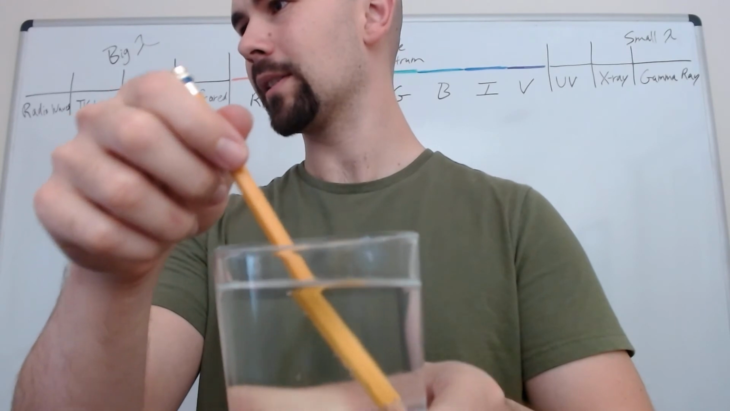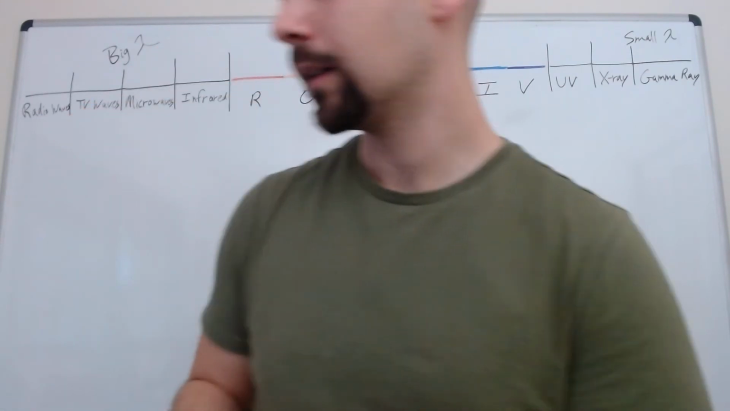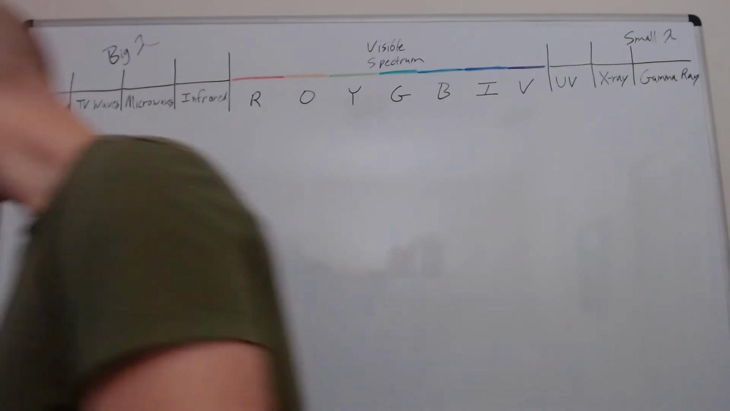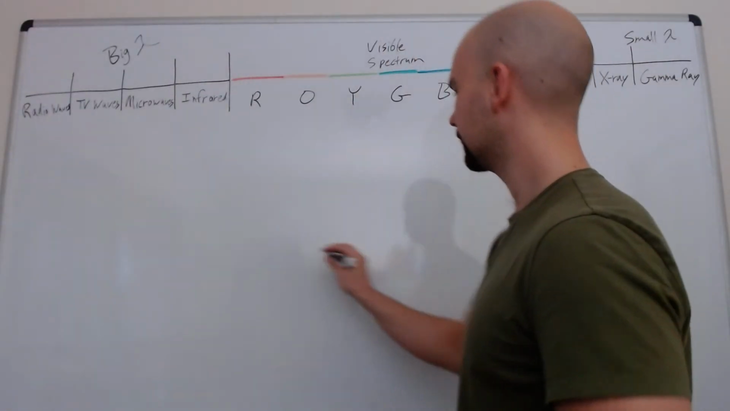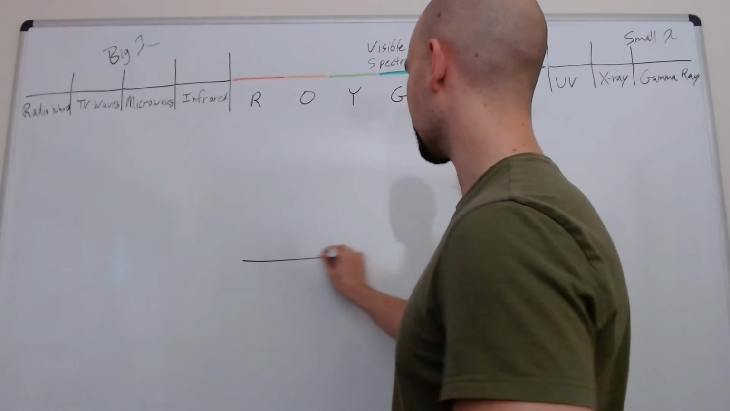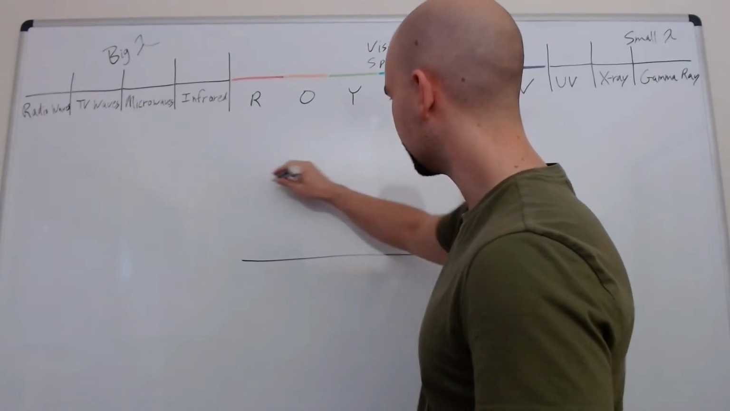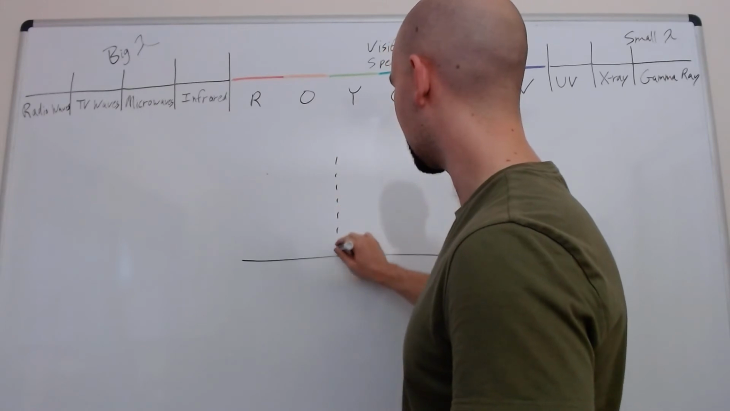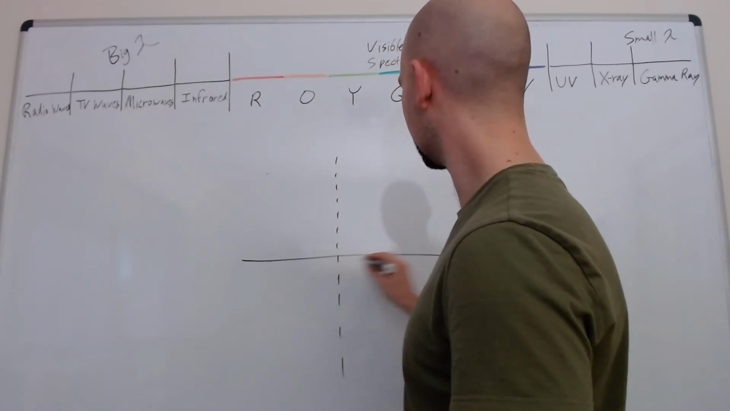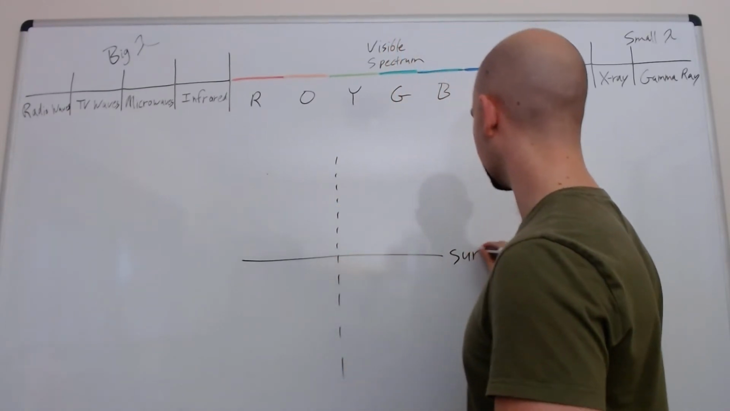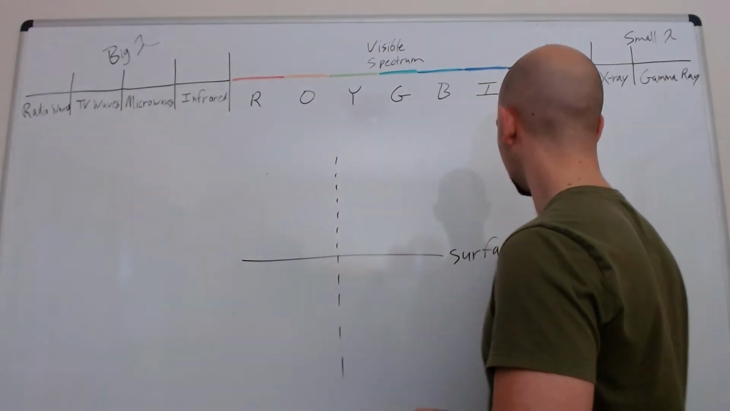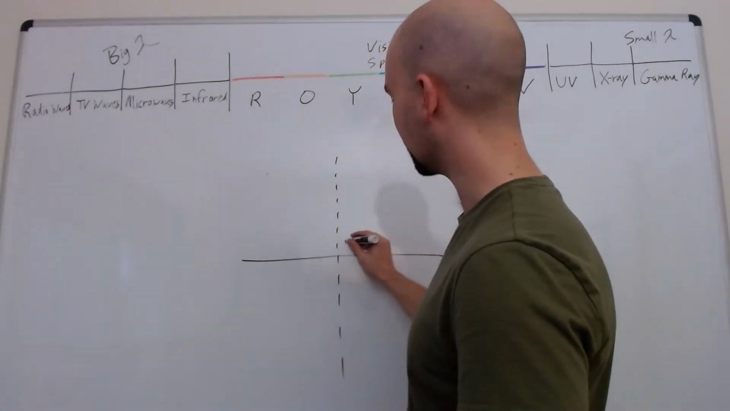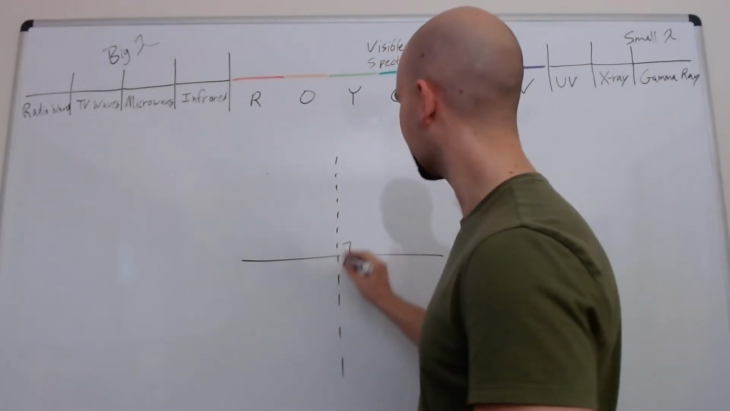There's a reason for this. It actually turns out that when light strikes a surface, and we'll just do a dotted line here. So this part is the surface itself. And this dotted line is perpendicular to the surface.